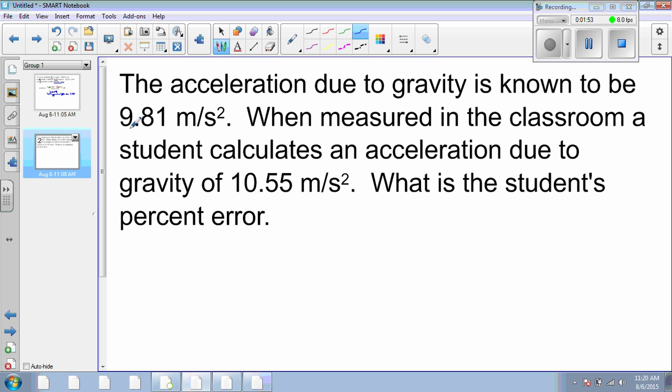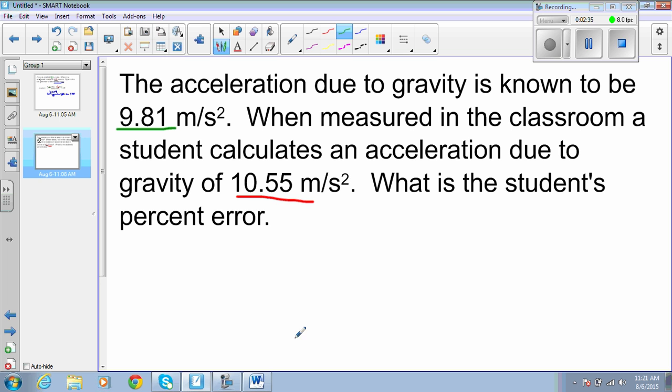Acceleration due to gravity is known to be 9.81 meters per second squared. You may not know what this unit is. It's no big deal. Let's focus on the numbers. We know this is the predicted value of acceleration due to gravity, anywhere on the planet, roughly. But when we measure it in the classroom, we get different measurements, and a student calculates and gets an acceleration due to gravity of 10.55 meters per second squared. So that's his measured value.